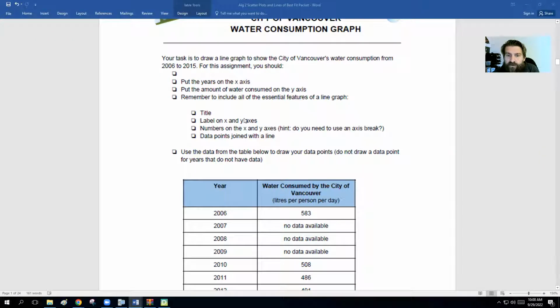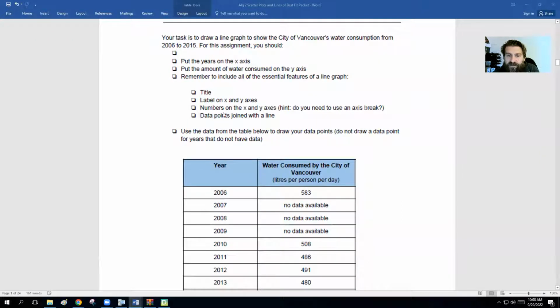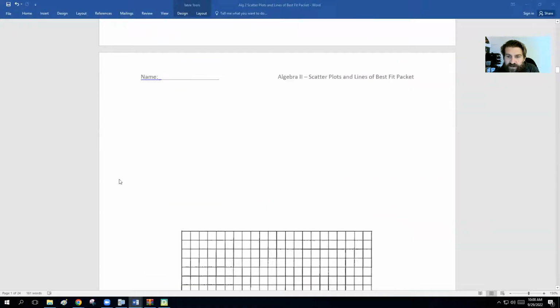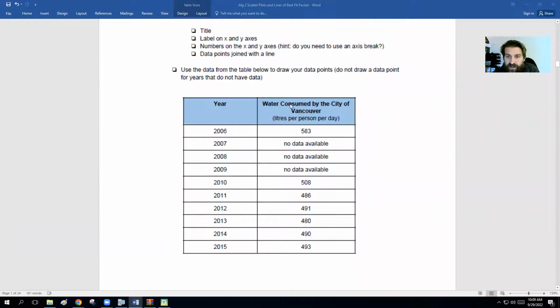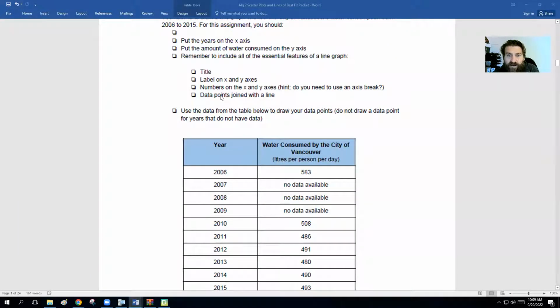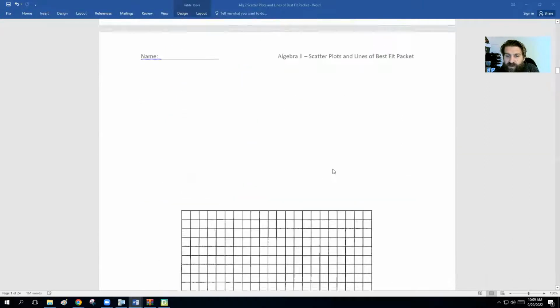All right. Then what we want to do is make sure we have all these other features. You want to put a title on this graph. Don't just leave it blank, but up here, give it a title. You can just call it the water consumed by the City of Vancouver in liters per day. You have your X and Y labels, and the numbers on the X and Y axes are appropriate.